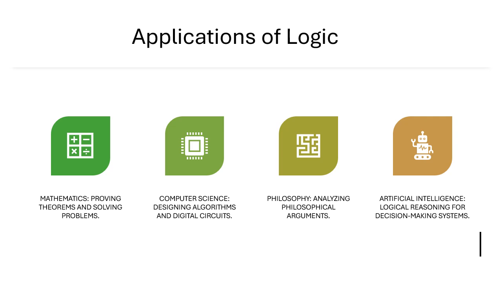So applications of logic: in mathematics, for proving theorems and solving problems. If you are working on correct logic, you will get the correct results. In computer science, you are designing algorithms and digital circuits. In philosophy, you are analyzing philosophical arguments. In artificial intelligence, logical reasoning is used for decision making systems.